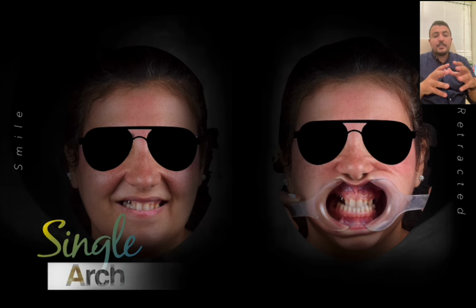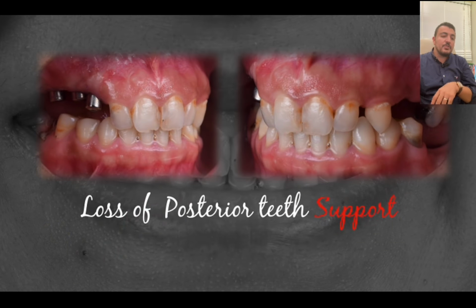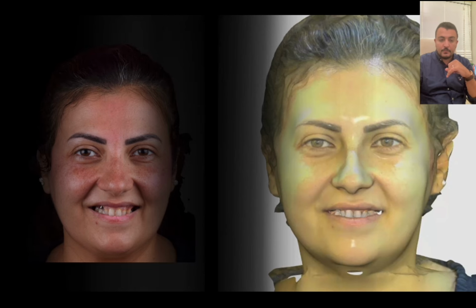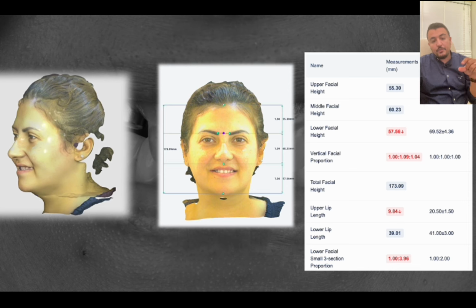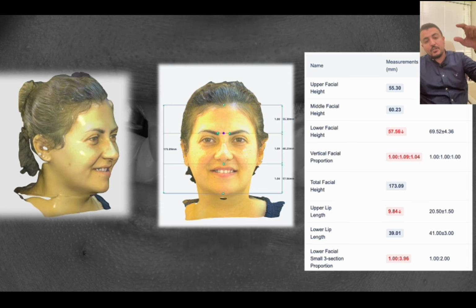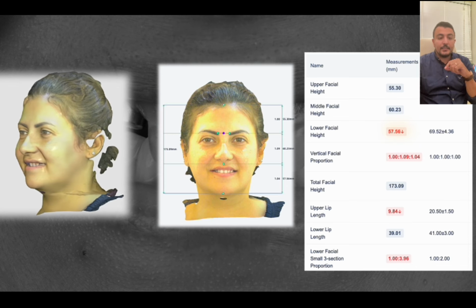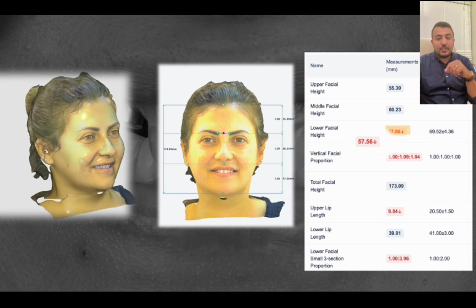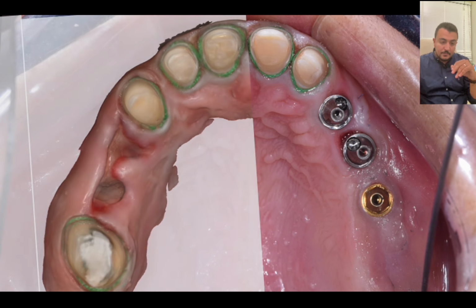So for this case, for example, for a single arch, this patient has a collapsed vertical dimension due to loss of posterior teeth support. So according to the face scan, we have a diminished lower facial height, which should be equal to the middle third and the upper facial height. So for this situation, we have to raise the vertical dimension and also to have enough space to restore the posterior teeth.